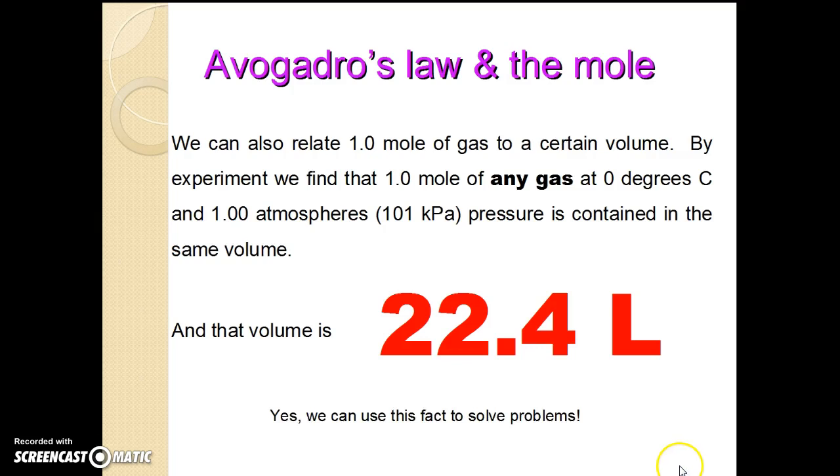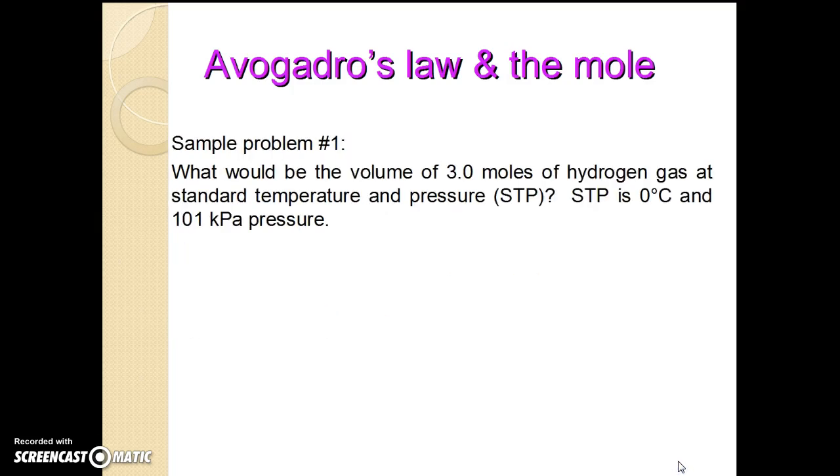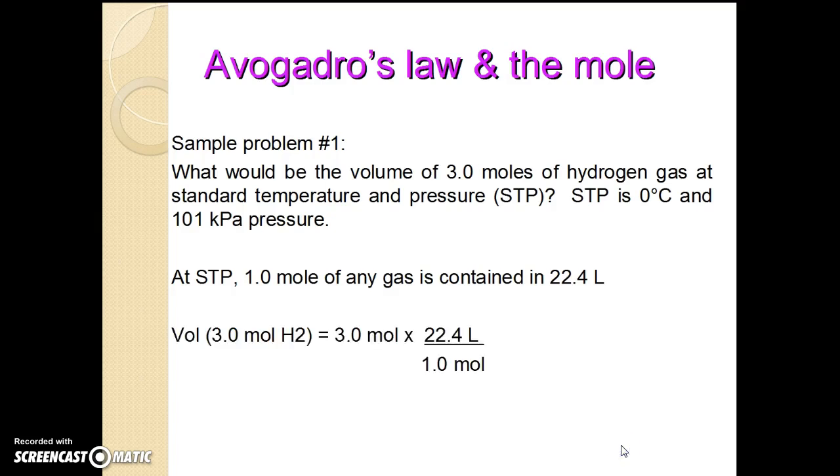We use this to solve problems. For instance, what would be the volume of 3 moles of hydrogen gas at standard temperature and pressure? We call that STP, 0 degrees and 101 kPa pressure, 1 atmosphere. Well, we know that 1 mole of any gas is contained at 22.4 liters at STP, and so the volume of 3 moles of the hydrogen would be 3 moles times that ratio, 22.4 liters per 1 mole of gas. The answer then, 67.2 liters.